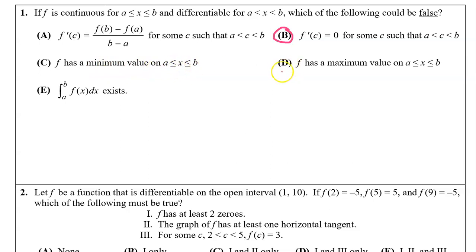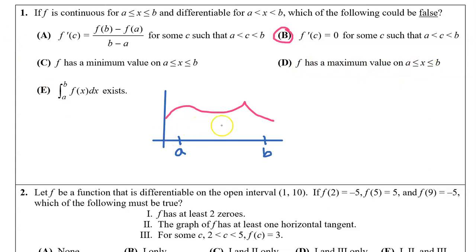What about option D? F has a maximum. Well, it's the same thing. The extreme value theorem tells us that f has a minimum and a maximum on the closed interval from a to b. We don't need a special theorem for part E. We know that the integral of f of x from a to b is just the area under the curve between a and b. As long as f is continuous, this area, this integral, will exist.